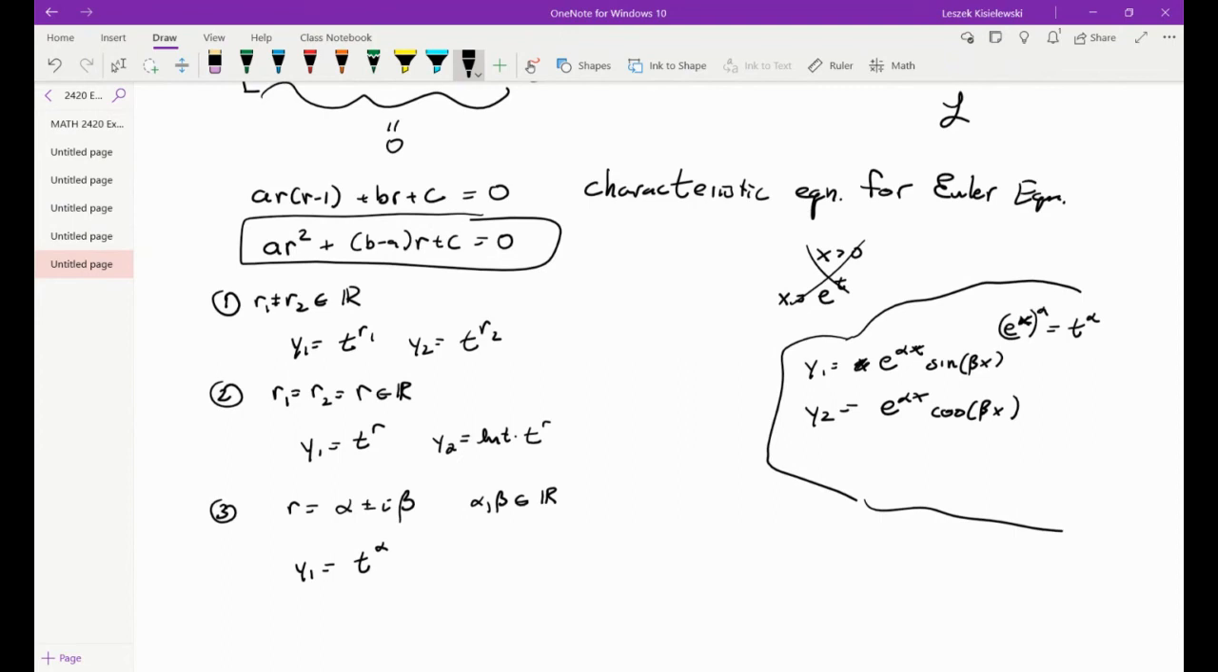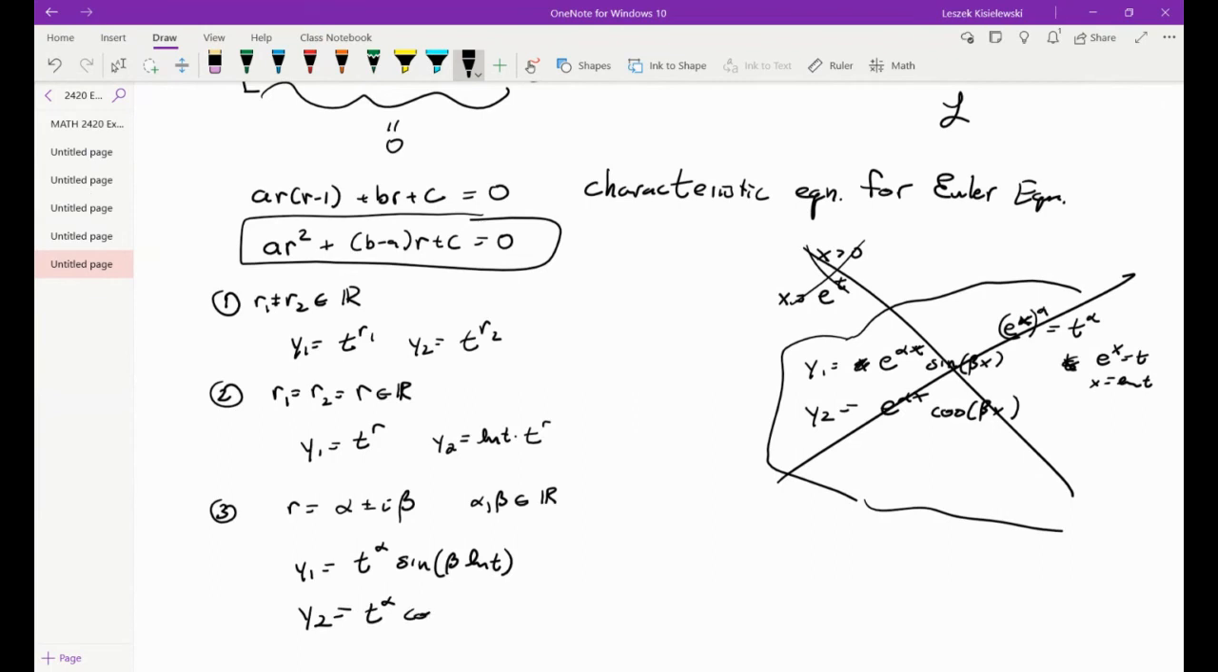And then what does x become? Well, I should say e to the t equals x. Yeah, that was the right one. Or is it e to the x equals t? Yeah, I think that's right. So that would be x is log t. So you're going to get sine of beta log of t. I know it looks weird. Okay, now you can ignore all this. y2 would be t to the alpha and cosine beta log t. So that's rough, but okay.